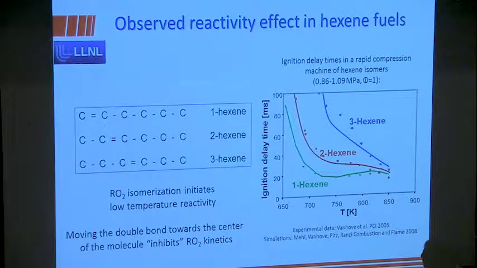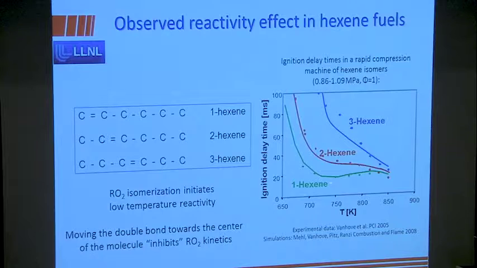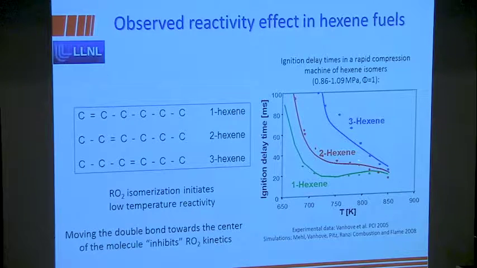So with 1 hexene, you can see, you get quite a bit of reactivity. The reactivity increases with temperature up to about 725 Kelvin. Then you get a reduction in reactivity and then an increase again, just like you would for an alkane. But 2 hexene is less reactive, and 3 hexene is very unreactive.